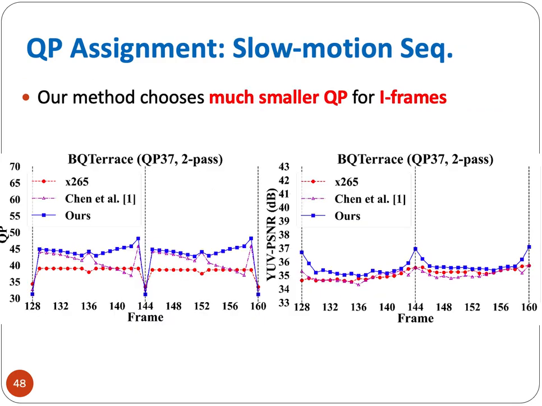This slide shows the QP assignment for the slow motion sequences. Our model tends to use smaller QP for the I frame and a larger QP for the capital B and the small b frames.